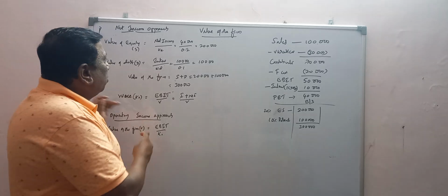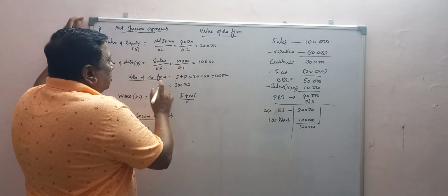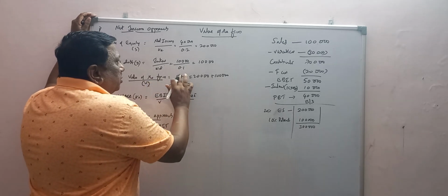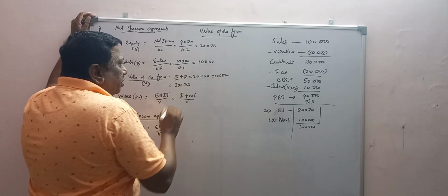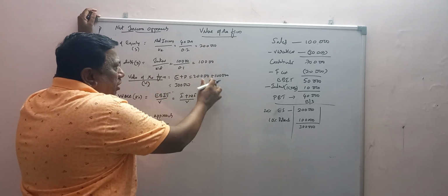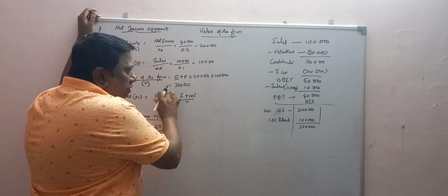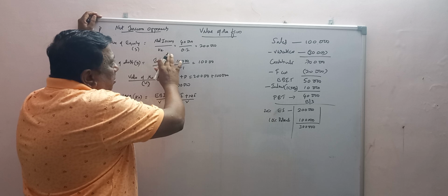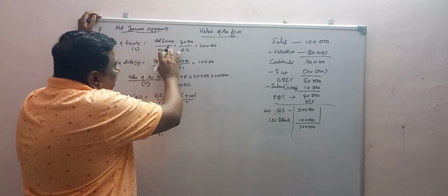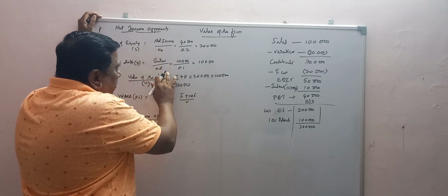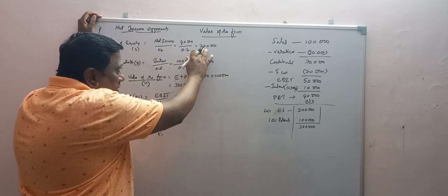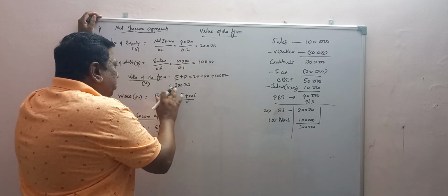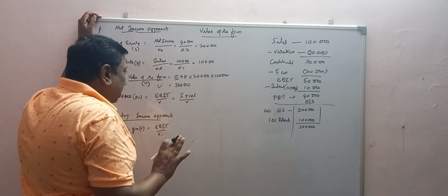So what is the formula? Value of the firm, V, equals E plus D. E means equity share, that is 2 lakh, plus 1 lakh. So the total value of the firm is 3 lakh. One thing is clear: to get the value of equity, net income divided by KE, and for debentures, interest divided by KD. There are only two types of capital in this whole chapter, so the total value of the firm is 3 lakh only.